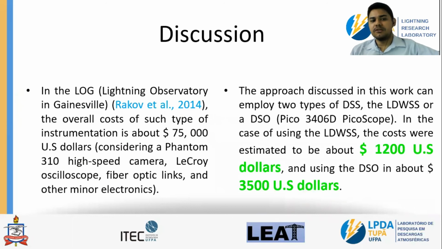Now let's move to the discussion. At the Lightning Observatory in Gainesville, the overall cost of this type of instrumentation is about 75,000 US dollars, considering a Photron high-speed camera, a LeCroy oscilloscope, fiber optic links, and other minor instrumentation. In our setup, the cost can vary from about $1,200 to $3,500, depending on the DSS that we use to record the electric fields.